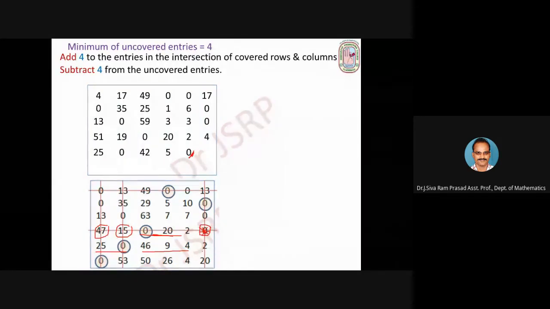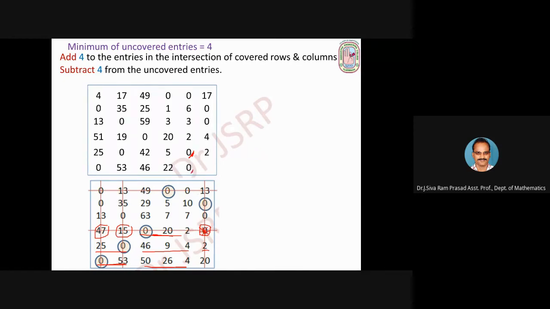Next, 2 remain same. Next, 0, 53. They also remain same, 0, 53. Again, subtract here 4: 50 minus 4, 46; 26 minus 4, 22; 4 minus 4, 0. Again, this is a new possible assignment. Okay. And 20 remains same, 20. So this is the new table with new possible assignments.